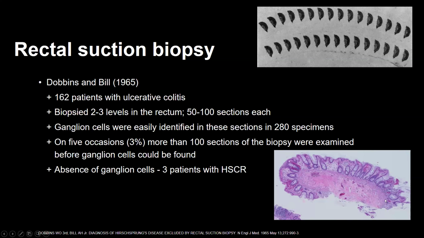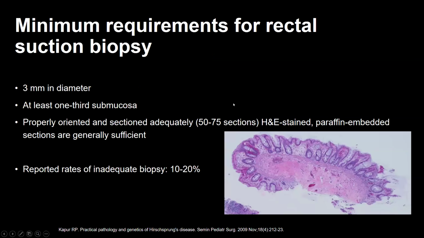So here's a much more modern image of what we would typically see in H&E for a rectal suction biopsy, where you can see mucosa, some of the muscularis propria, the muscularis mucosa, and then some of the submucosa. And I'll move to another slide, which basically describes what are our minimum requirements for rectal suction biopsy. So it should be a 3 millimeter diameter fragment of tissue and at least 1/3 submucosa.